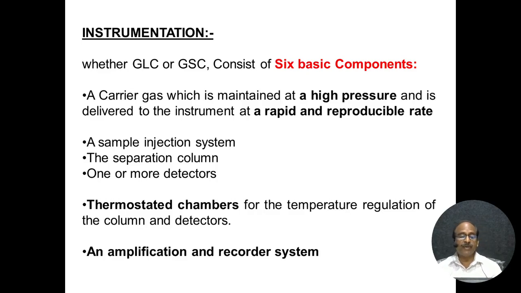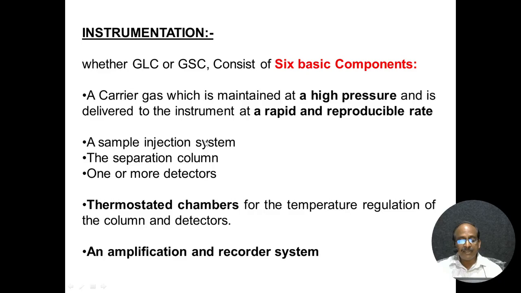What is the instrumentation of gas chromatography? This is a good instrumentation for calculating the parameters of all the components present in a particular sample, where GLC and GSC consist of 6 basic components. The first is the carrier gas, most important. We always maintain high pressure and drive the instrument at a rapid and reproducible rate.